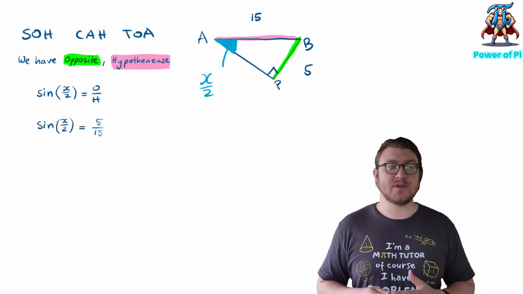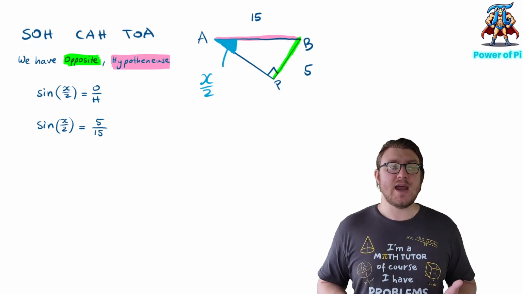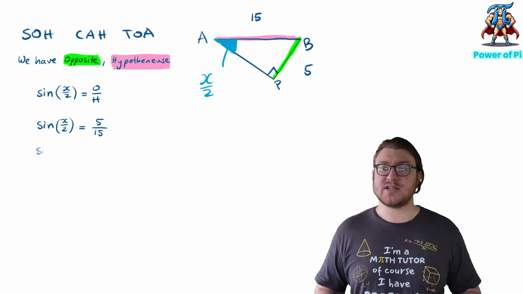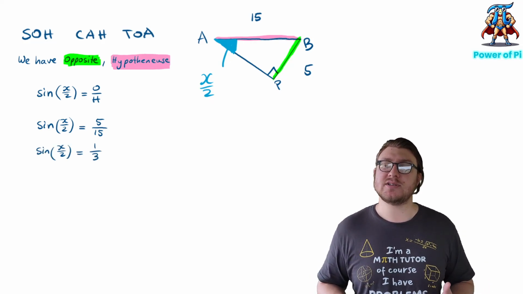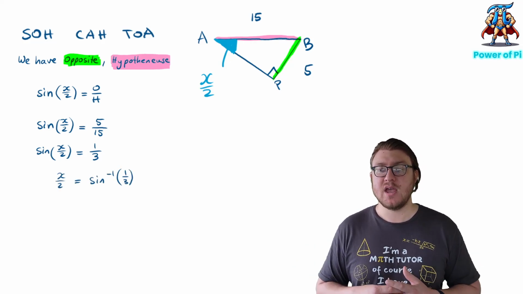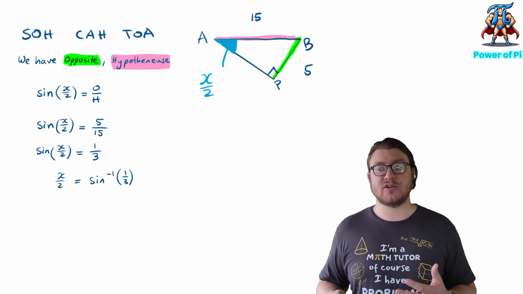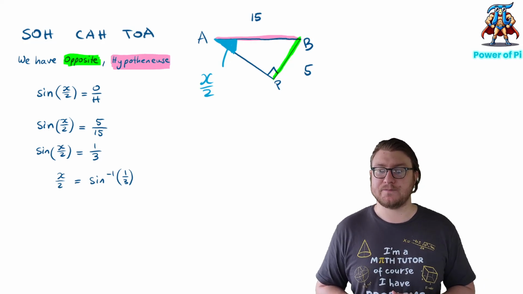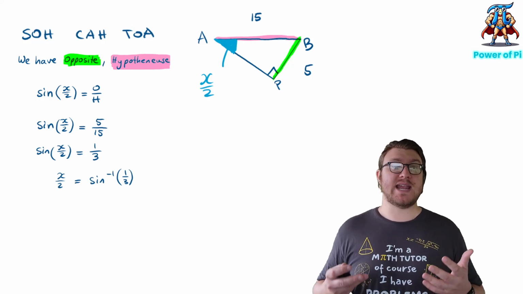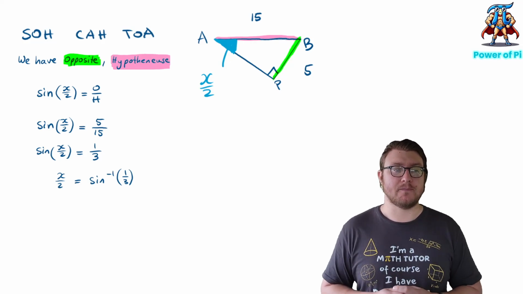Let's put in our numbers. Opposite is 5, hypotenuse 15. And now we need to remove the sine by doing the opposite. So we do the sine inverse on both sides. I guess we can simplify first. So then we get x over 2 is equal to sine inverse of 1 over 3. Remember, every time you're trying to find an angle, you need to use the inverse functions. Sine inverse, cosine inverse, and so on.